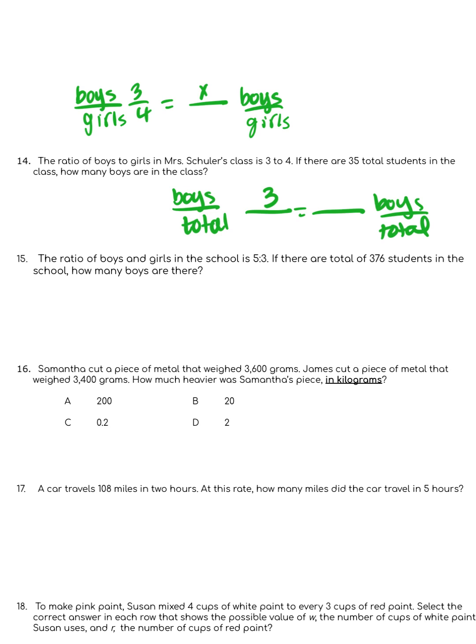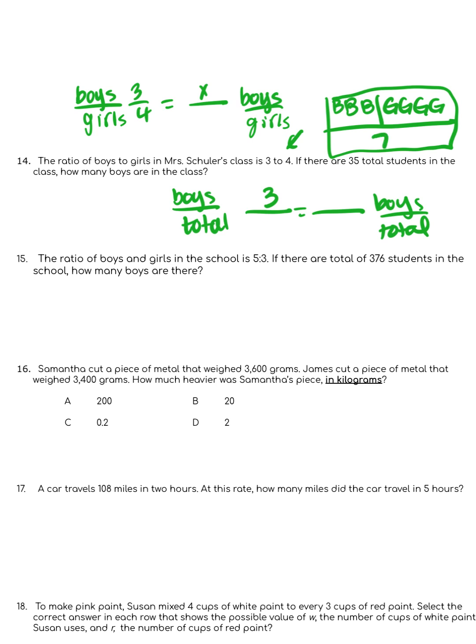If I have 3 boys to 4 girls, let's think about that. That's 3 boys and 4 girls. How many people is that total? When I have 3 boys and 4 girls, that's 7 people total. So this is going to be 3 out of 7 equals x over 35. Now I know 7 times 5 is 35, so I could just do 3 times 5, and I'm going to get 15. So x equals 15 boys.